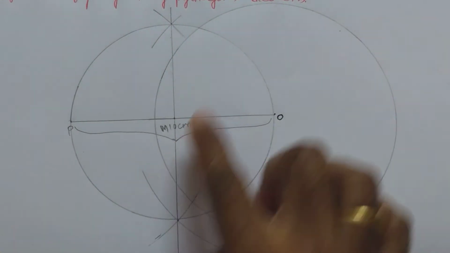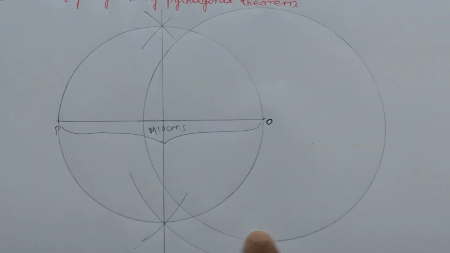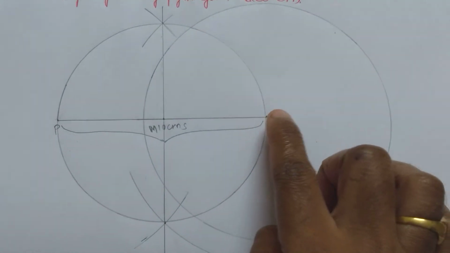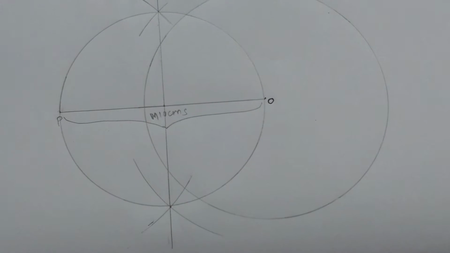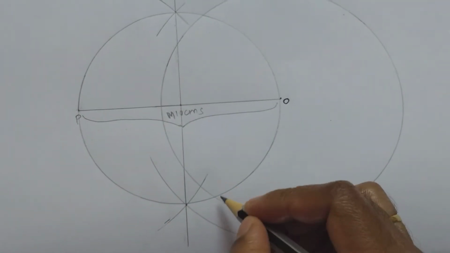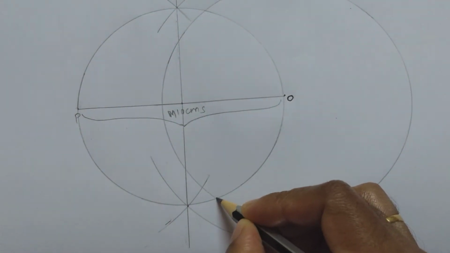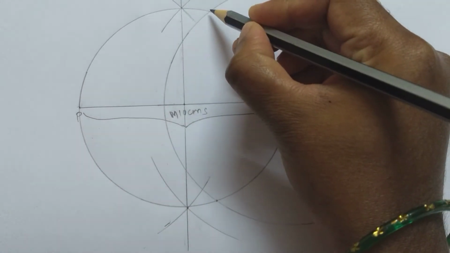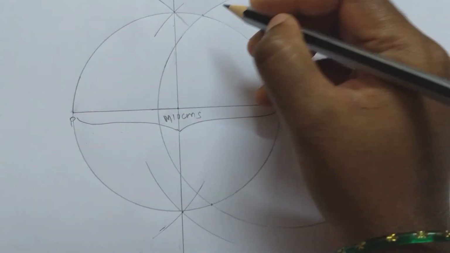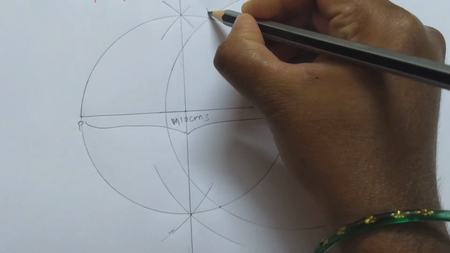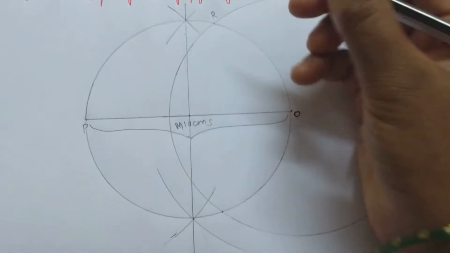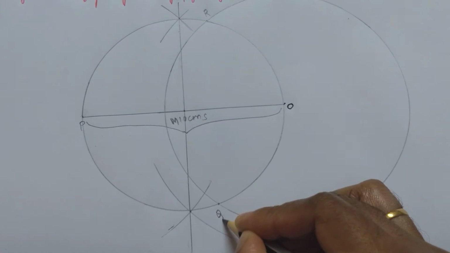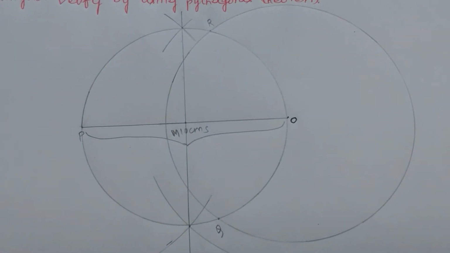The new circle intersects the old circle. This is the old circle, the previous circle with center O. So the new circle intersects the previous circle at 2 points, right? So these are the 2 points. One is here, you can see. The other one is here. So let the points of intersection of the two circles be named R and Q. I will name one as R and the other one as Q.